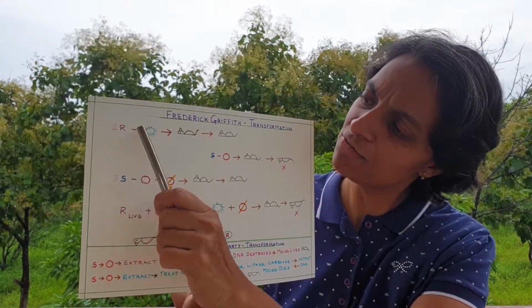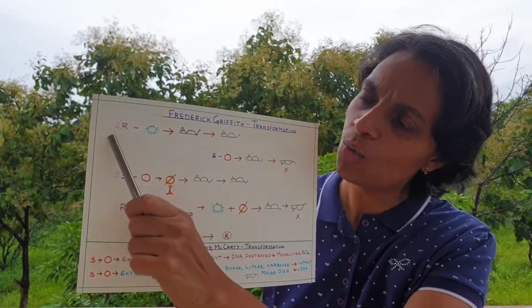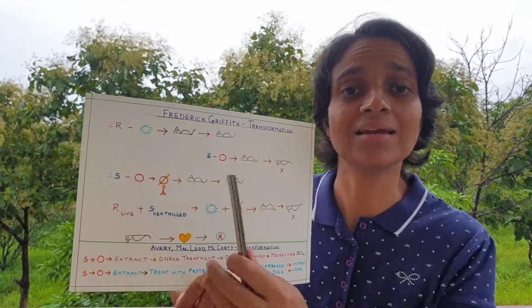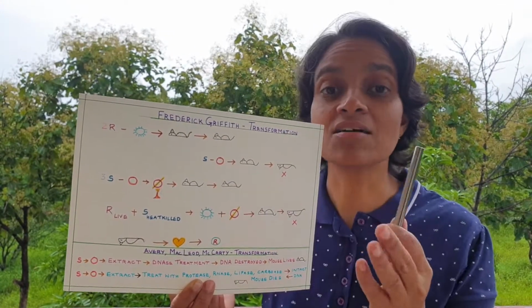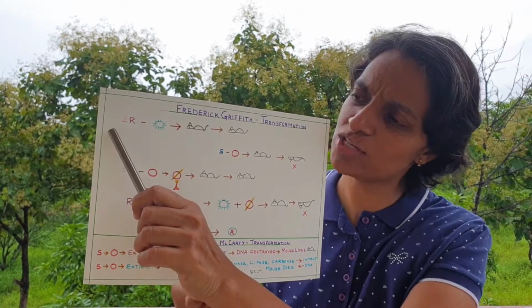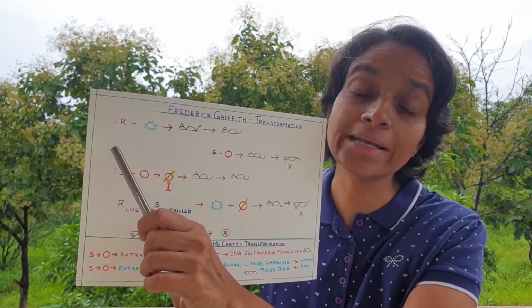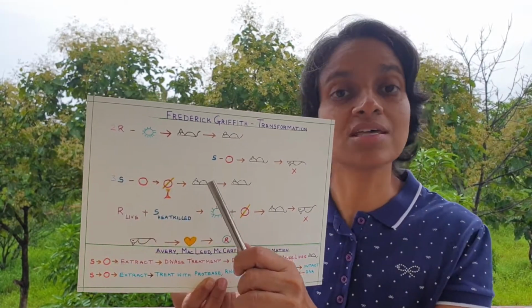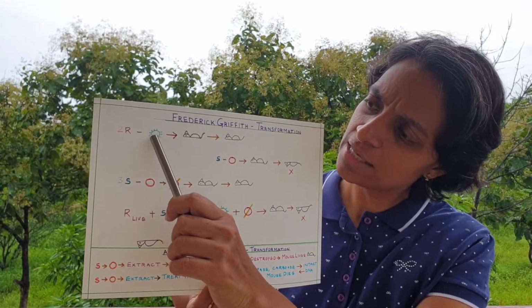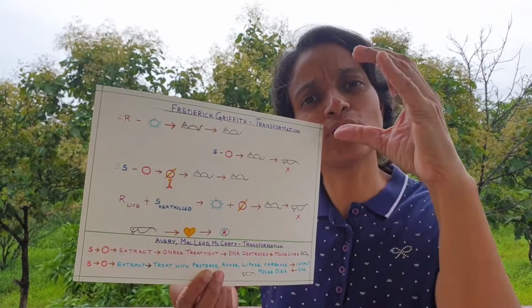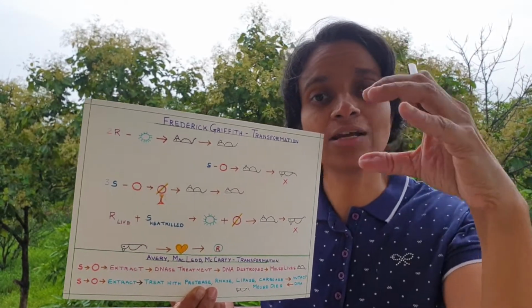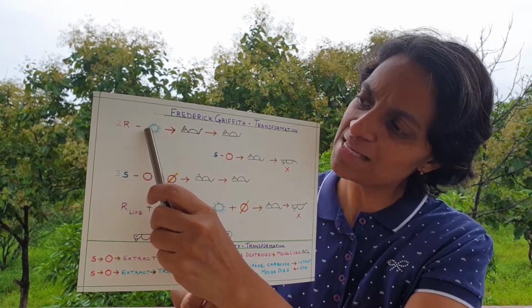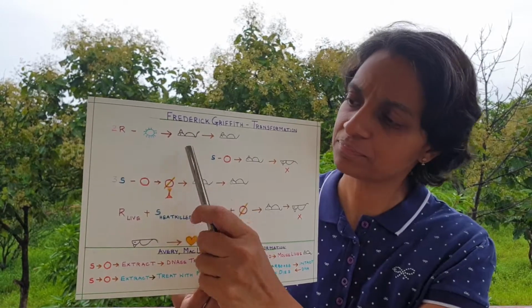and when he infected mice with the 2R strain, it was a non-virulent strain, and the mice survived. That means this was not a harmful strain. It could not kill the mouse. The mouse survived. This is because this one does not have a protective capsule over it, does not have a protective covering over it, and this can be easily killed by the organism.